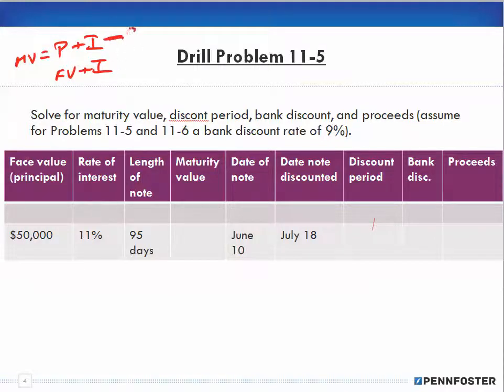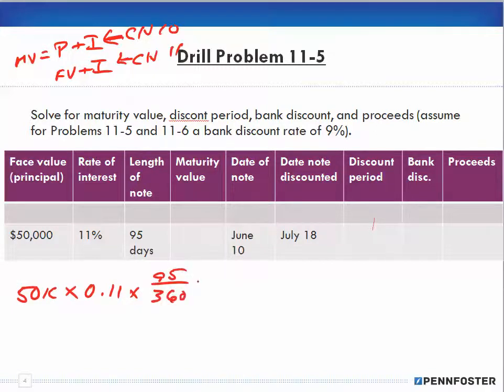Now we're talking about discounting, so we have a tendency to use the face value, which is what we use for chapter 11. So we have the 50,000 in principal times 11% times the 95 days for the length of the note over 360. And that's going to give us our interest, because remember, interest is equal to face value times rate times time. Familiar with this from the previous chapter.